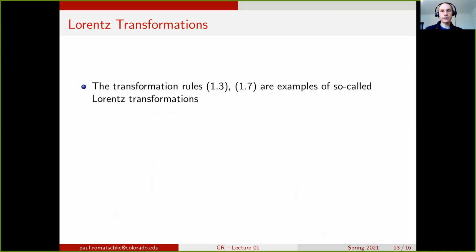These transformation rules that I just derived are examples of so-called Lorentz transformations. Lorentz transformations are transformations for systems that move with respect to each other by some constant velocity. In our example, that velocity was pointed in the z direction, but we can have more general movements such that the velocity is not in z but in x, or some combination of x, y, and z. And in addition, we can also consider rotations. All of these together make up possible Lorentz transformations.